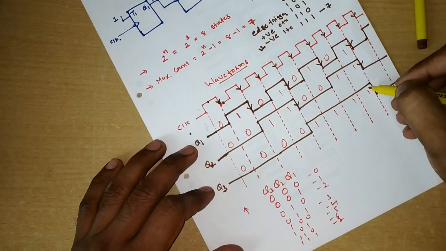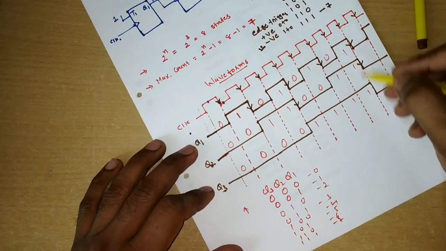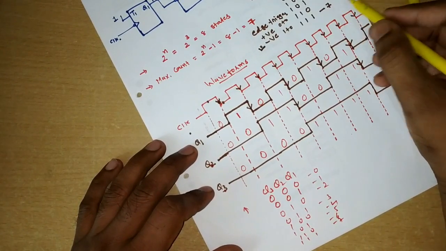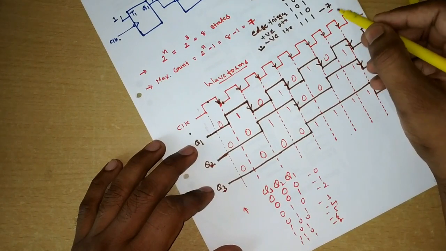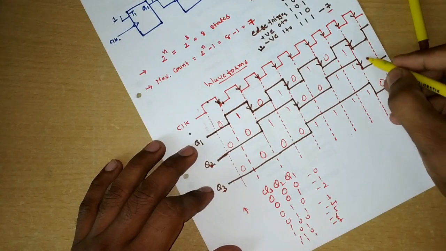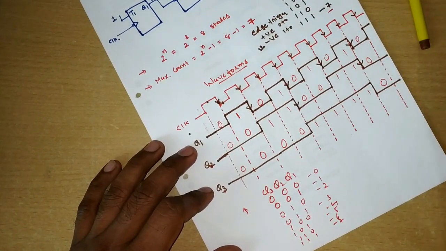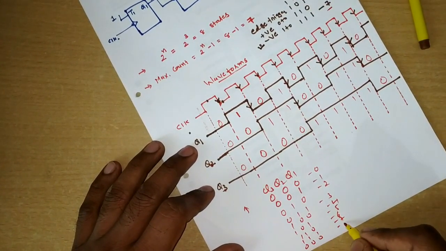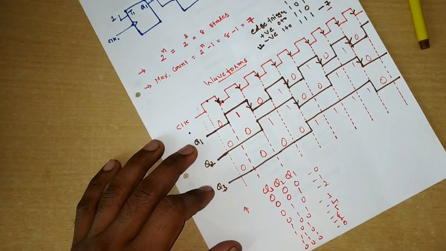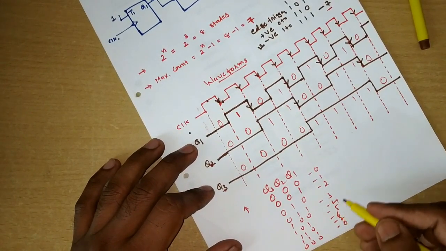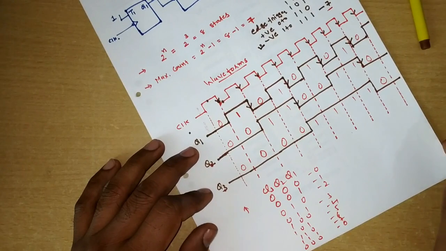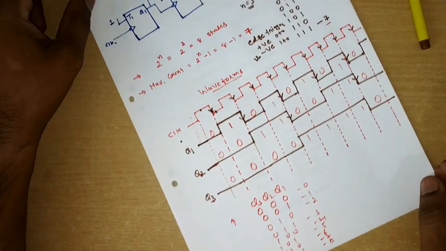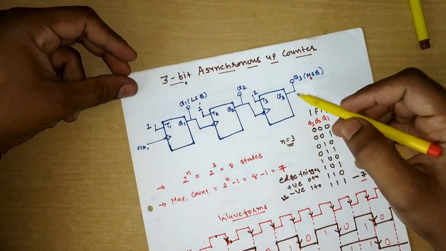Now when it comes to 7, the counter has to reset, because it reached the maximum state 7. After that it has to be reset. So if you look here, again it has been reset. It goes to the reset state and becomes 0. Again that process will continue, 0 to 7, then again 0, 1, 2, 3, 4, 5 up to 7, and again it is reset. So this is the design of the 3-bit asynchronous up counter.